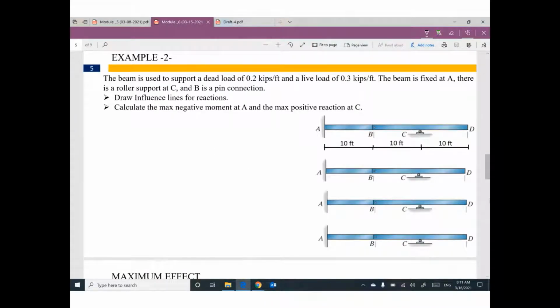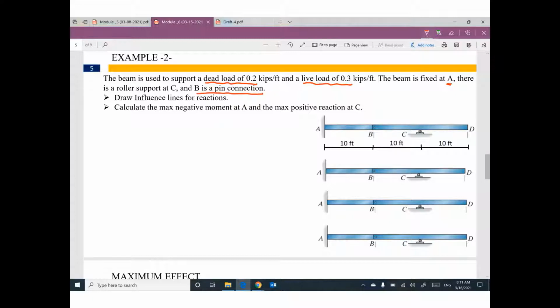This example looks like the one in your coming exam. We have a beam. This beam is supporting a dead load of 0.2 kips per foot and a live load of 0.3 kips per foot. The beam is fixed at A, so A is fixed, roller at C, and B is a pin connection.